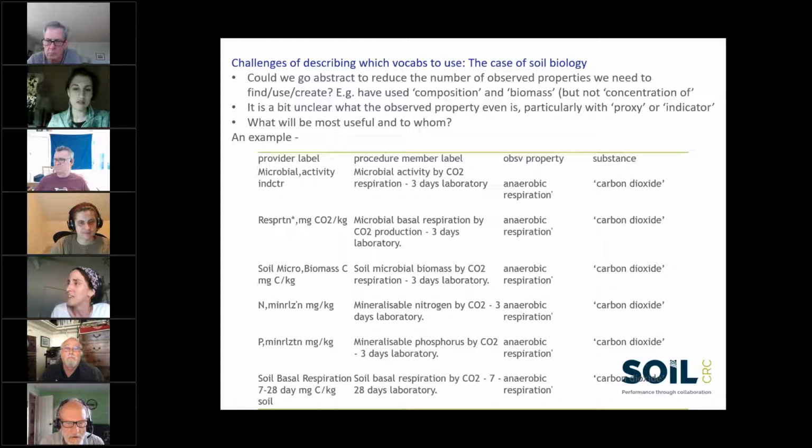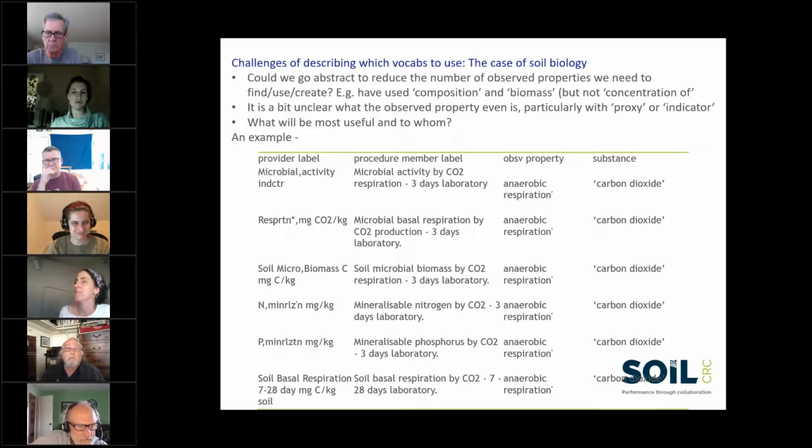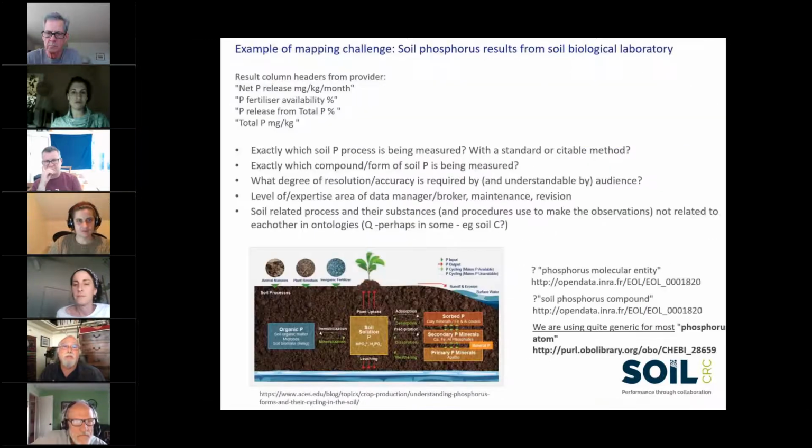And what's being measured? Carbon dioxide. So you could argue, what's best for the provider? For the farmer, do they want to see microbial activity or a microbial activity indicator? Well, what's the substance there? Oh, I don't know. It's really hard for the proxies and indicators. You know, Megan, do you want to take questions as you fly along?